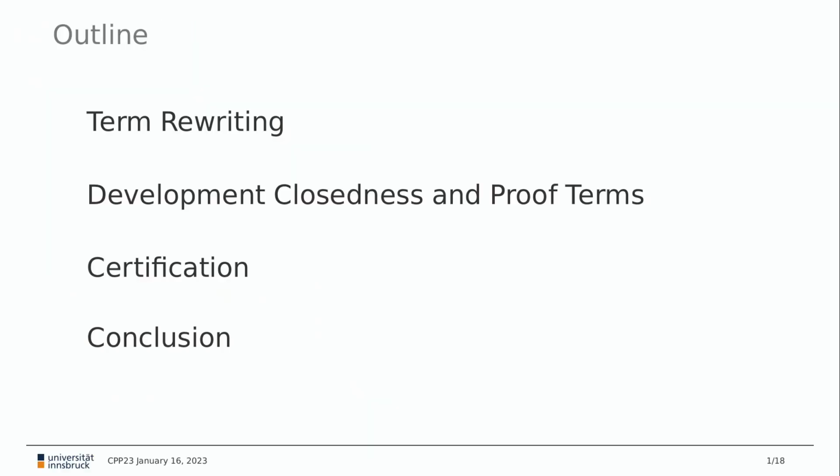So the outline of my talk is going to be, I first want to give you a small example of what term rewriting is, because maybe not everyone knows this. Then I'm going to talk about the result that we formalized, this development closedness criterion, and also about how we formalized this, so how the proof works. And I'm going to talk about proof terms for term rewriting, because we used those proof terms in the formalization. Then, if time permits, I will also talk about how we use this formalization to certify confluence proofs in the tool CeTA. And finally, there's a conclusion.